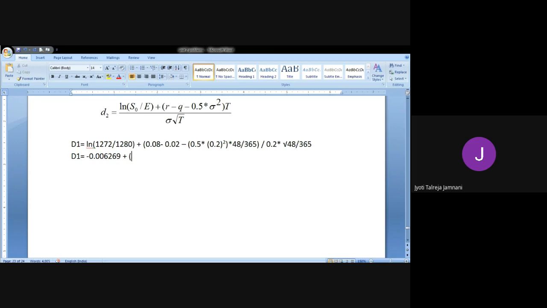Now we'll solve the bracket. First we'll find the standard deviation square. So 0.2 into 0.2, 0.04 we get into 0.5. We get it as 0.02. So 0.08 minus 0.02 divided, plus the standard deviation square into 0.5. Once we get that, we have to do into 48 divided by 365, to get it as 0.005260.